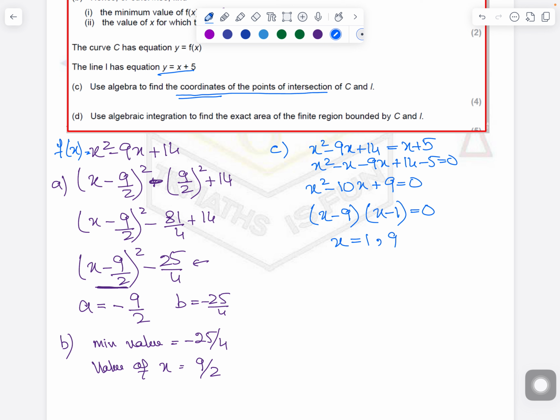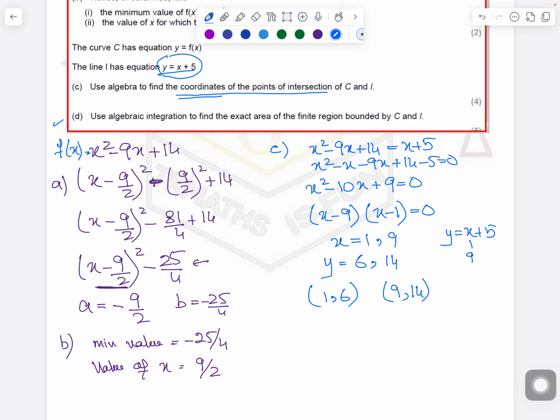So you will substitute these values either in the equation of the line or in the equation of the curve to get the value of y. I am substituting in the line. So the line is y equals x plus 5. First I will plug in 1, then I will plug in 9. For 1 I get 6. For 9 I got 14. So the points of intersection are (1, 6) and (9, 14).